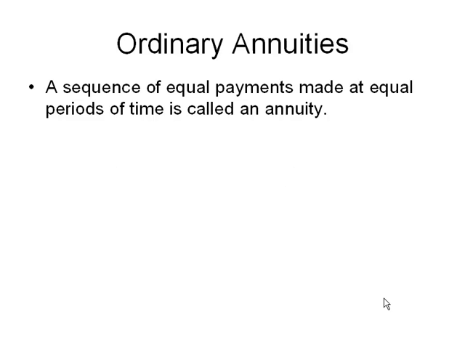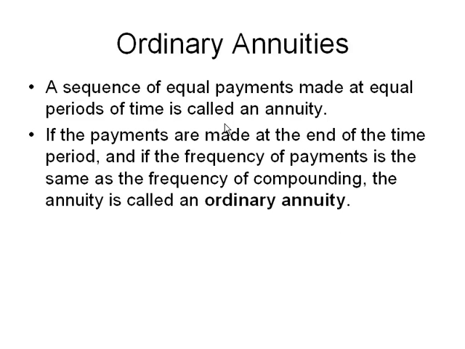A sequence of equal payments made at equal periods of time is called an annuity. If the payments are made at the end of each time period, and if the frequency of payments is the same as the frequency of compounding, the annuity is called an ordinary annuity.